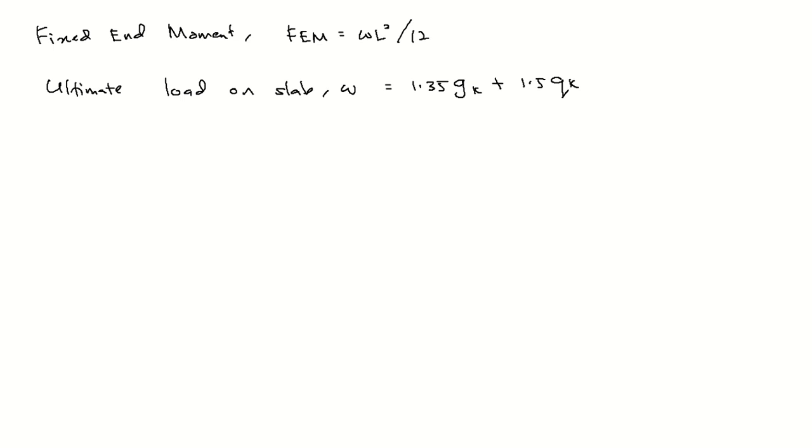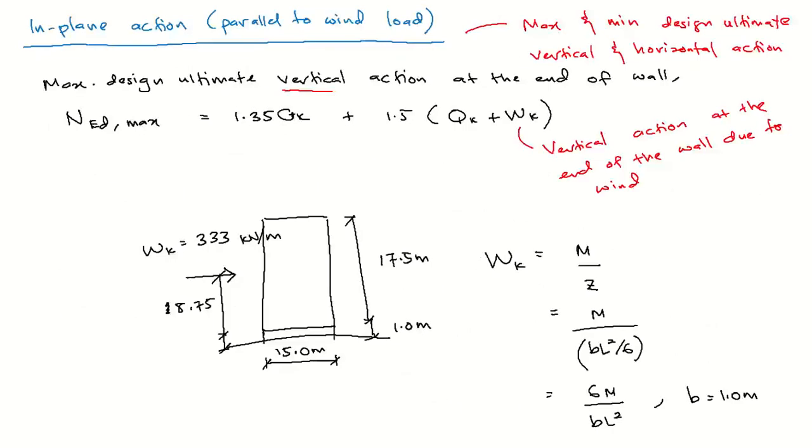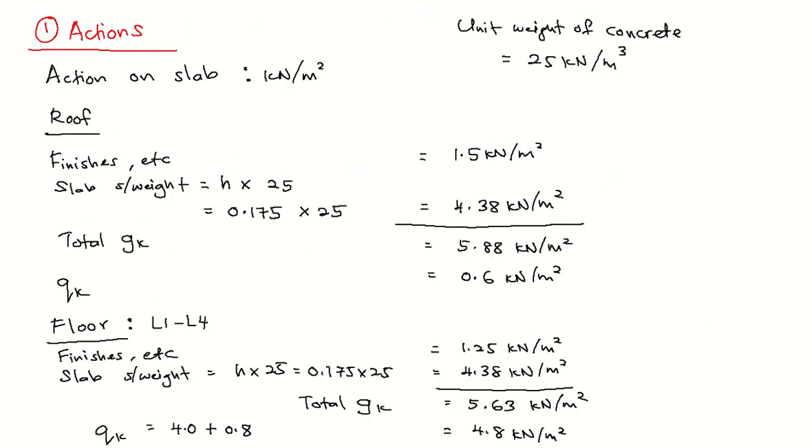Okay, 1.35 GK plus 1.5 QK. This is from the beginning, the GK and QK of the slab. This one here, the GK and the QK of the slab, not roof, floor here. 5.63 and 4.8. So this is the GK and QK that we're going to use to calculate the W for the ultimate load on slab.